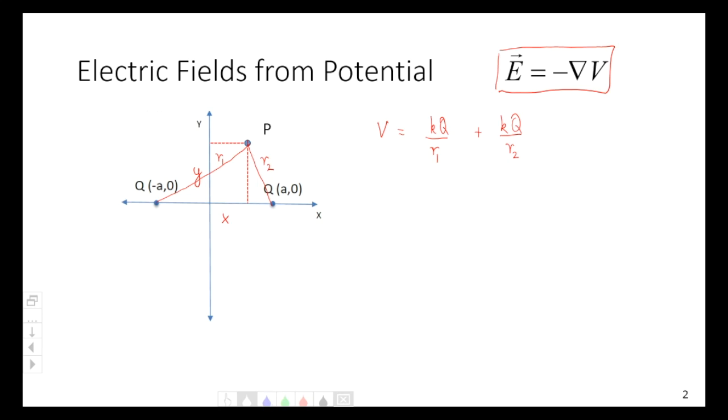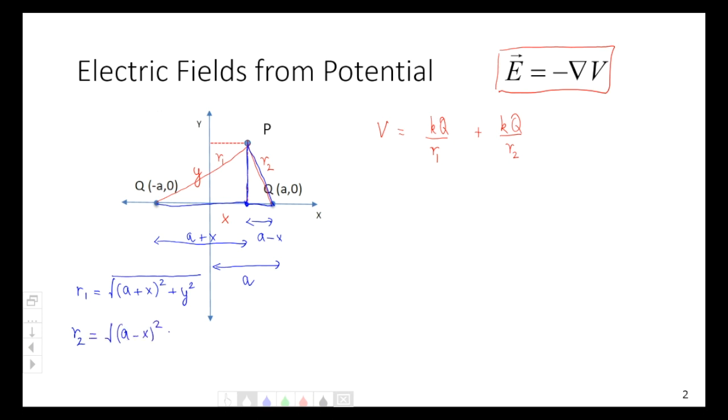These distances can be written in terms of where the charges are located and the coordinates of point P. So if I look at this right angle triangle, r1 is equal to the square root of this distance, which is a plus x, squared, plus y squared. r2 likewise depends on this distance from the x coordinate of point P, and this is going to be a minus x, given that charge q is a distance a along the x-axis.